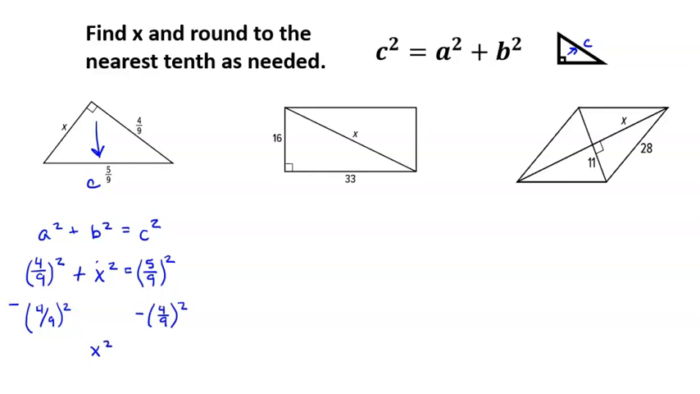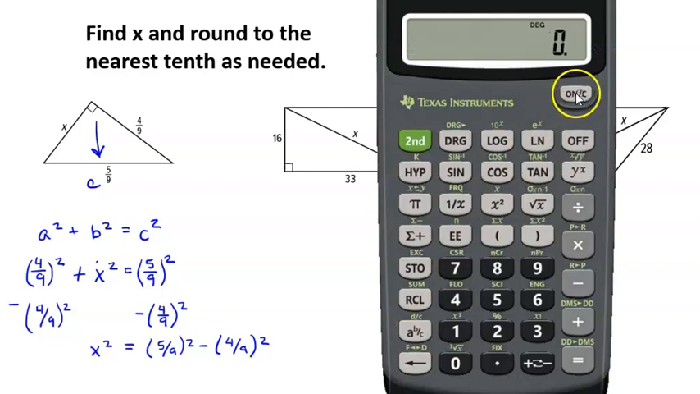And so x squared is going to be 5 over 9 squared minus 4 over 9 squared. And then what we'll do is go ahead and throw this in our calculator. So I have parentheses 5 divided by 9 close parentheses squared. Don't worry about those numbers, they're going to look weird. Minus parentheses 4 divided by 9 close parentheses squared. Then I'm going to hit equals.